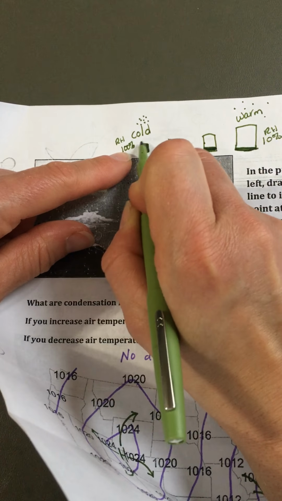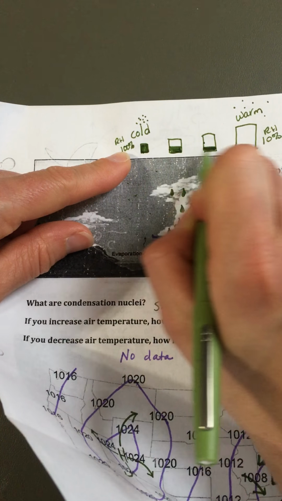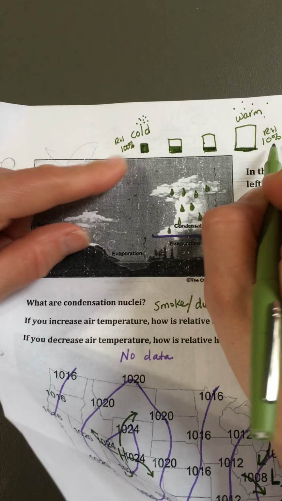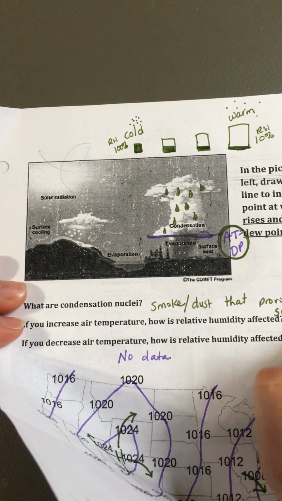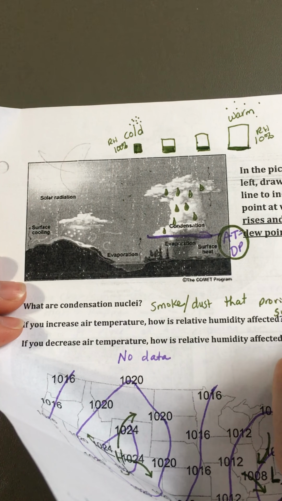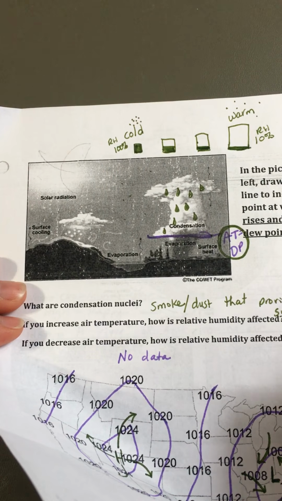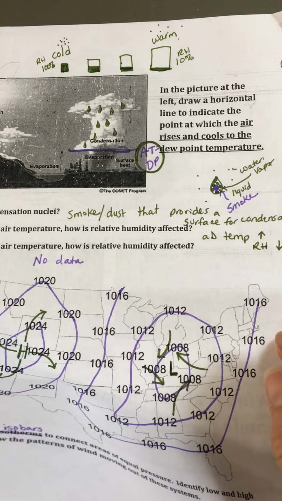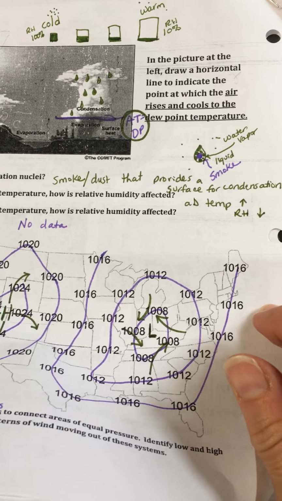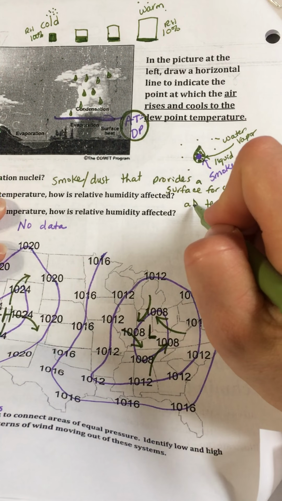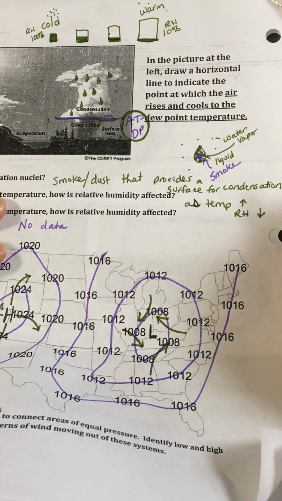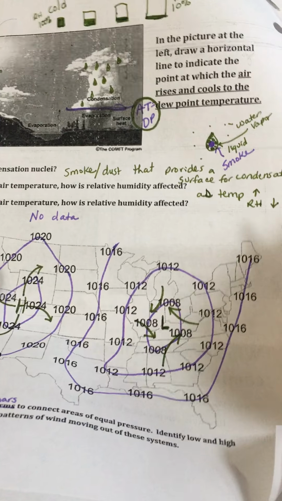When the relative humidity was at 100% here, now it's only at 10. So as temperature increases, relative humidity decreases, which is an inverse or an indirect relationship. So as temperature increases, sorry, that's supposed to be an S, relative humidity decreases.